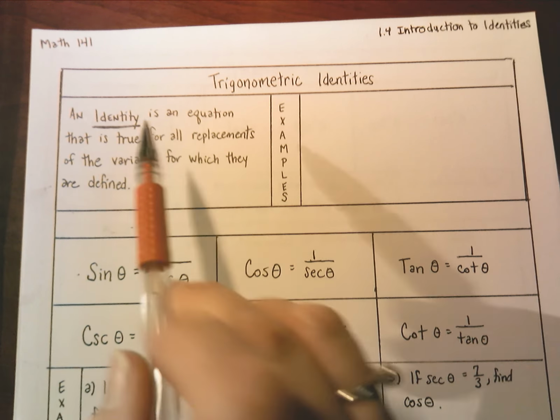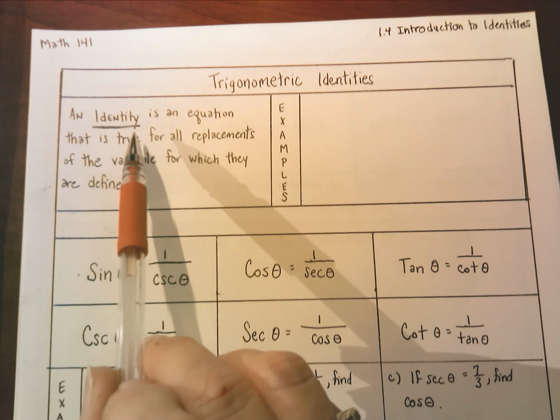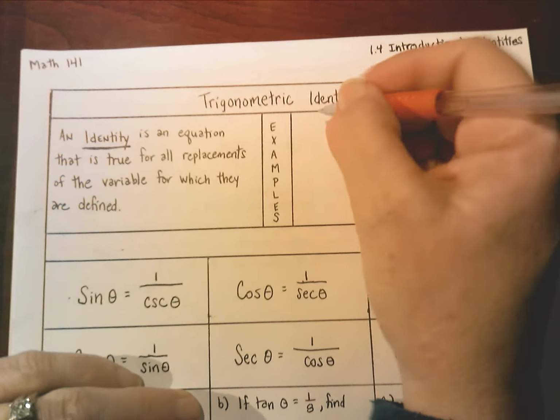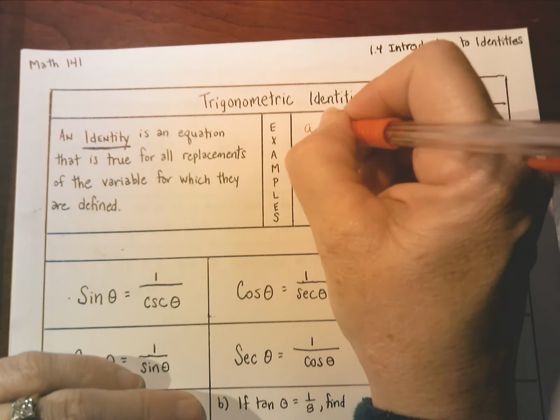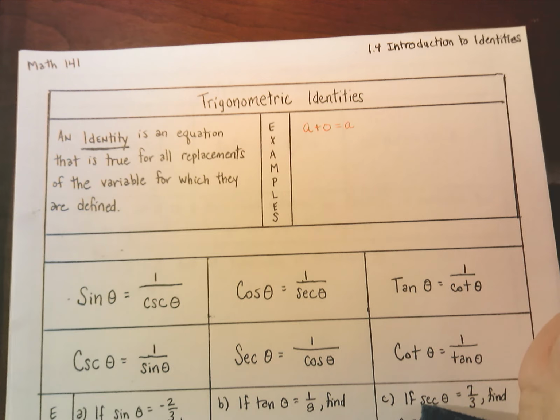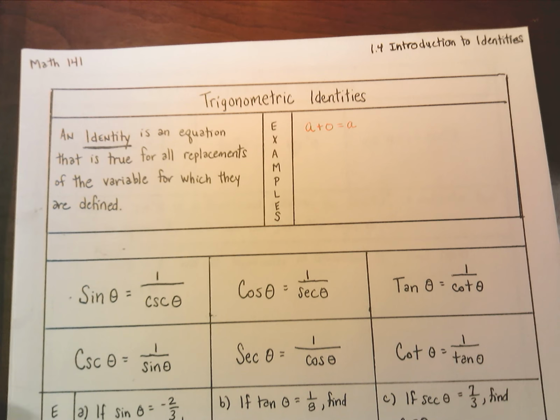So first of all, before we get into the trig identities, let's define what an identity is. An identity in math refers to any equation that is true for all values. So for any replacement value, anything you put in is going to make it true. For an example, we can start with something really easy. We can say a plus 0 equals a. That will always be true. That's basically called the additive identity, the identity for addition. It basically says that if you add 0 to any number, that number remains unchanged.